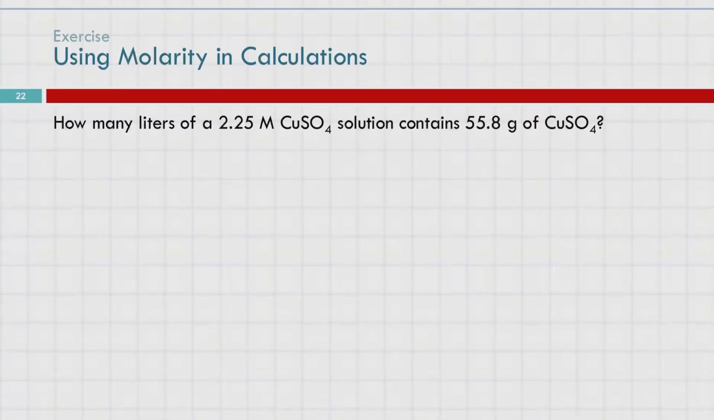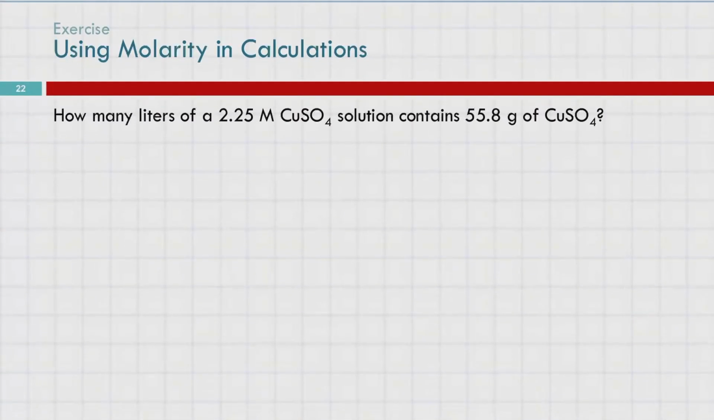All right, one for you to try. How many liters of a 2.25 molar copper sulfate solution, copper 2 sulfate solution, contains 55.8 grams of copper sulfate?